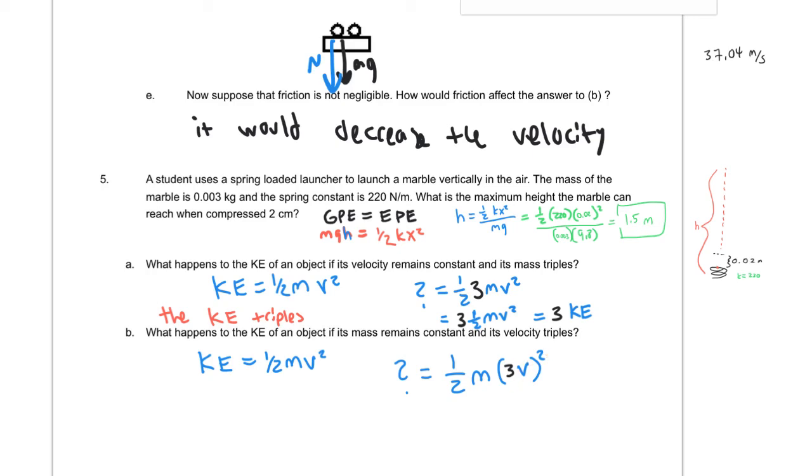Hopefully that makes sense. And as a result, that would become 1/2 times m times 9 v squared, because that exponent of 2 gets applied to the v and the 3. If the 3 is inside the parentheses, that means the exponent of 2 would get applied to that 3.